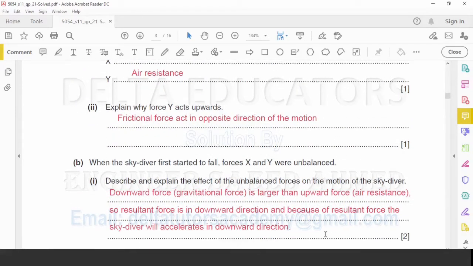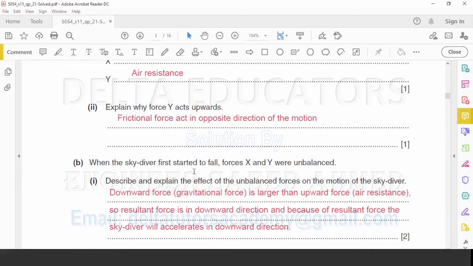Part B. When the skydiver first started to fall, forces x and y are unbalanced. Describe and explain the effect of the unbalanced forces on the motion of the skydiver. When there are unbalanced forces means there is a resultant force, and when there is a resultant force there will be an acceleration in the direction of the resultant force. Now here we have two forces x and y. It is given here these two forces are unbalanced. Since these two forces are unbalanced, there will be a resultant force, and because of resultant force there will be an acceleration in the direction of the resultant force.